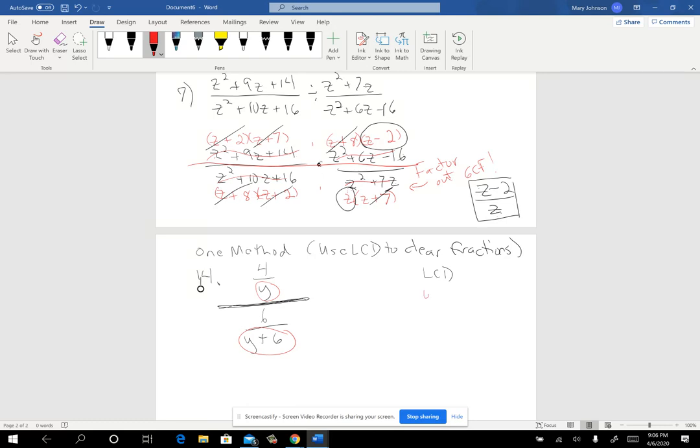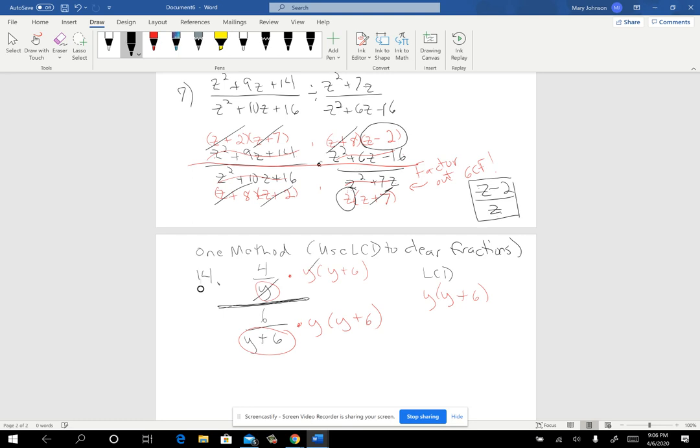And you see you have a y, and then you have a y plus 6. The LCD would be the product of those two. So what I'm going to do is multiply on top, and I'm going to multiply on the bottom by the same thing. That makes it mathematically okay to do. And then I'm going to look for the common factors.